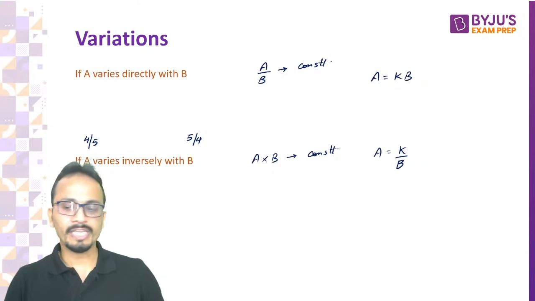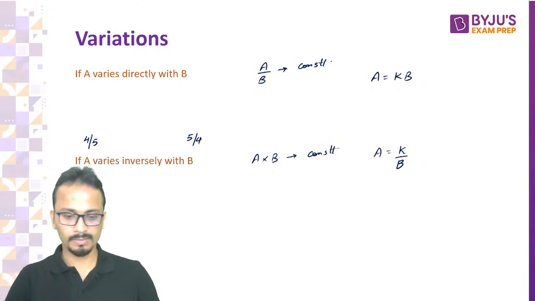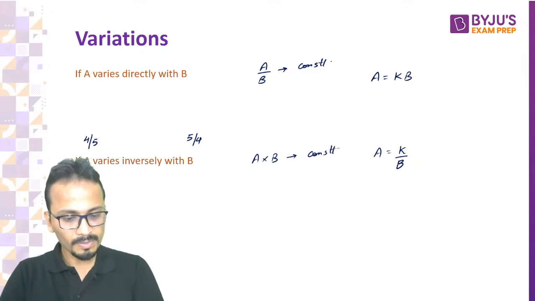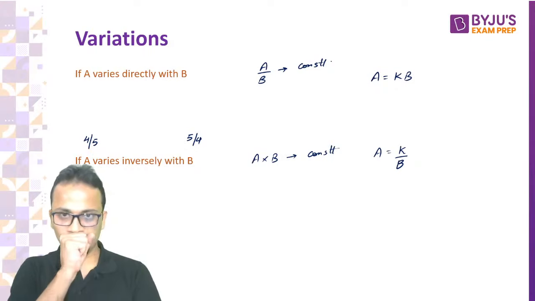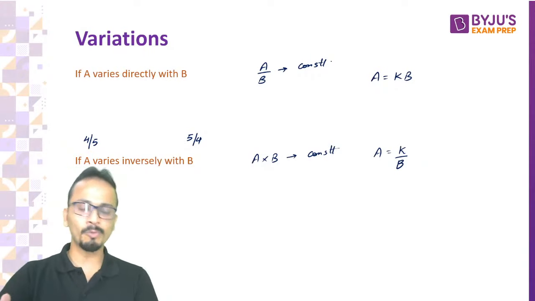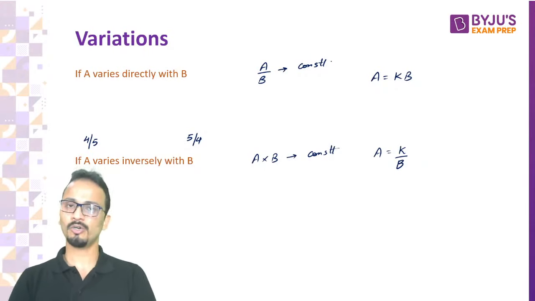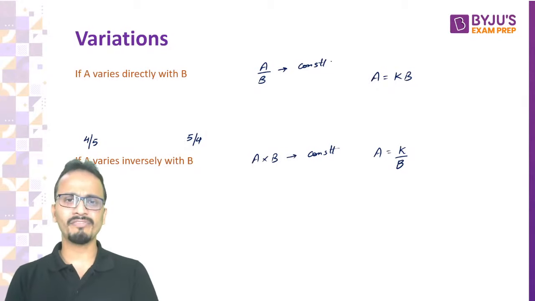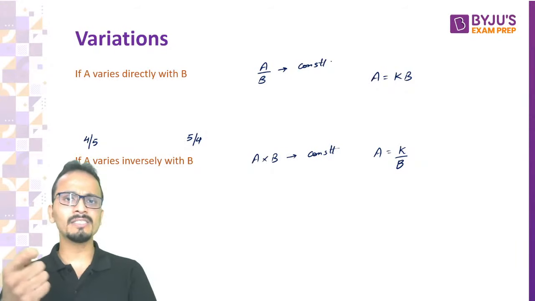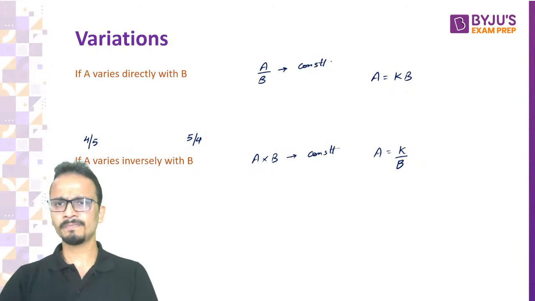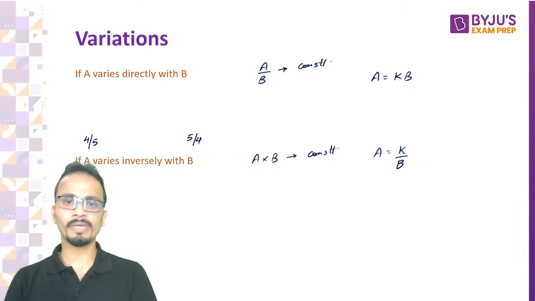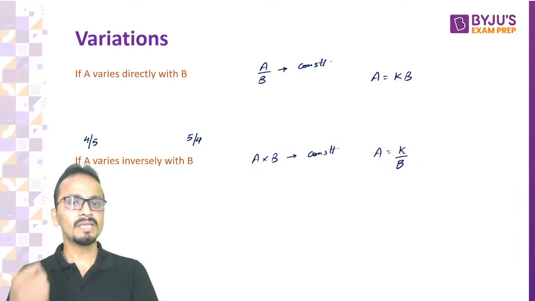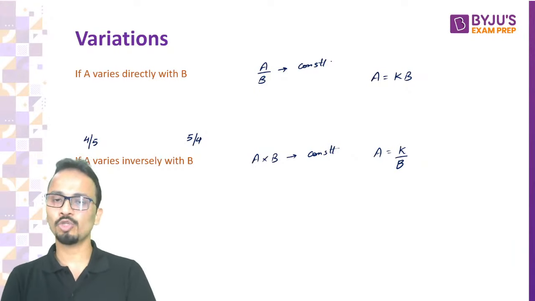So this is about variations. Yes, Karamjot, it is basically directly proportional and inversely proportional. So you can call it by different names. I've said that A varies directly as B. You can also say that A is directly proportional to B. In the second case, you can say that A is inversely proportional to B.